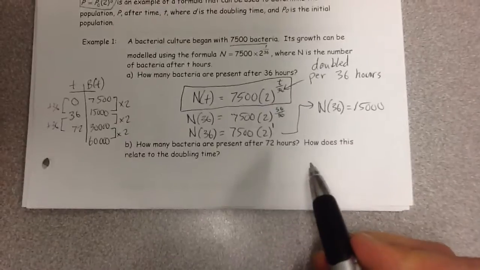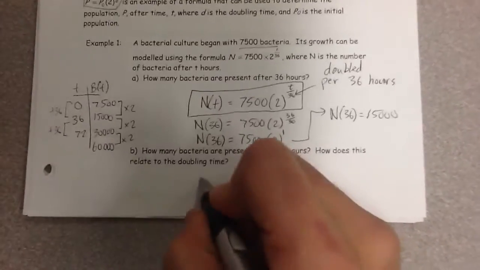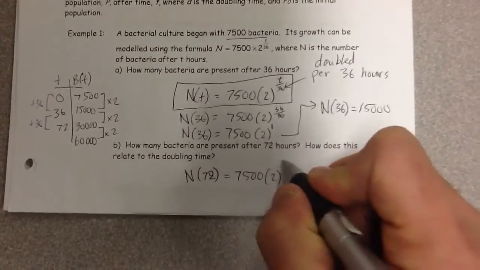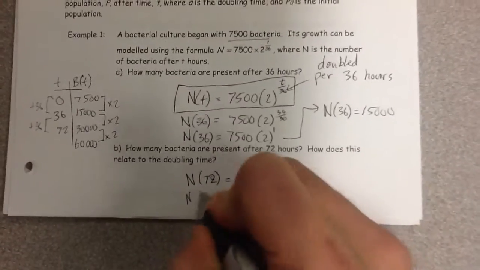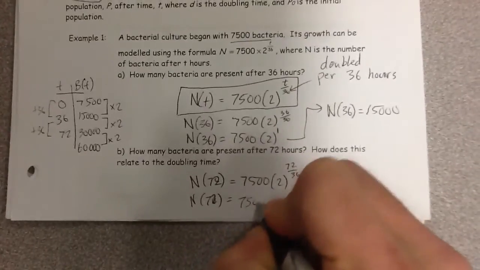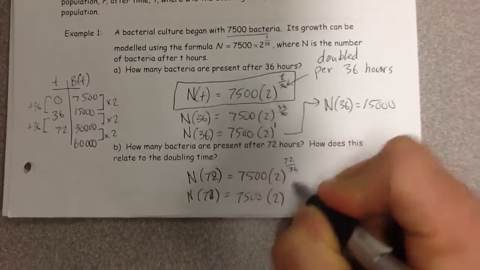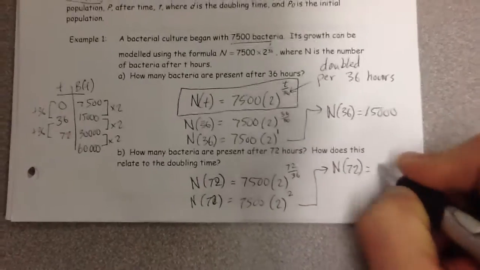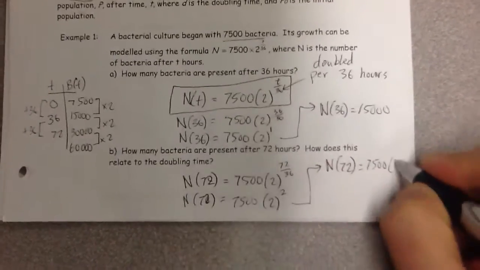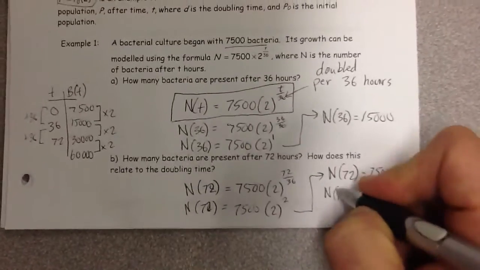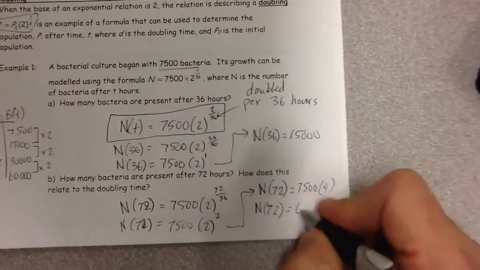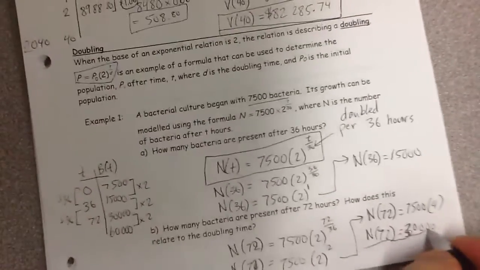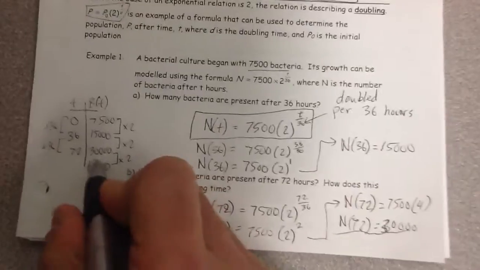How many bacteria are present after 72 hours? Well, I just answered that there, but let's just take a look at the doubling time. If I plug in 72, I'm going to end up with 7,500 times 2 to the power of 72 over 36. So n of 72 is going to be equal to 7,500 times 2 to the power of that divided by that, which is 2. So you're actually doubling twice. So n of 72 is going to be equal to 7,500 times 2 squared, which is 4, and that, of course, is going to give me 60,000. Or sorry, 30,000, my fault. So after 72 hours here, you have 30,000 bacteria.